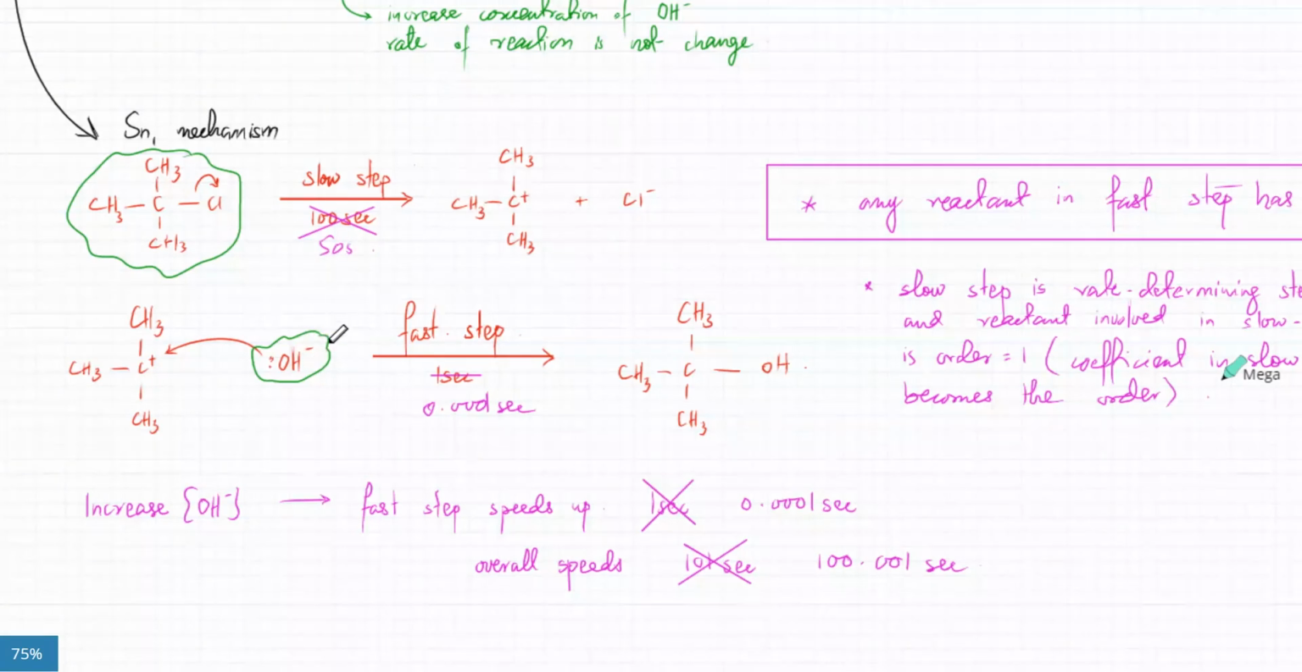So any reactant that's involved in the fast step, the rate of the reaction would not depend on that. And any reactant that's involved in the slow step, the rate of the reaction will depend on that. So this would be order 1, and this is going to be order 0.